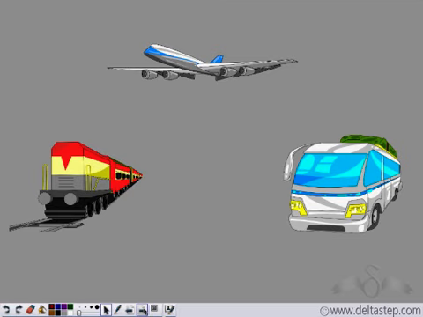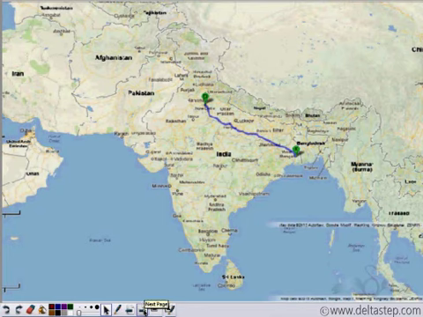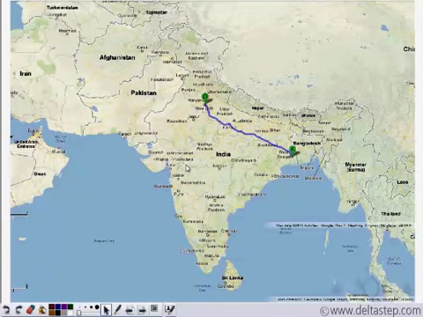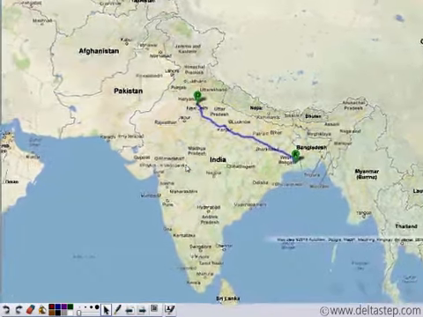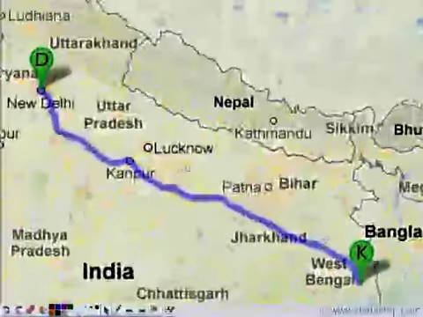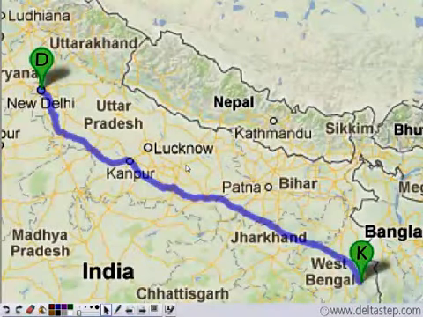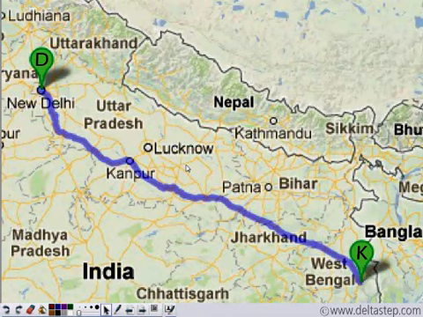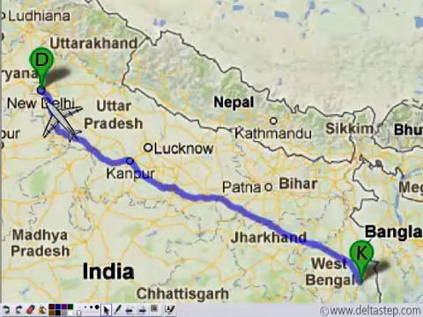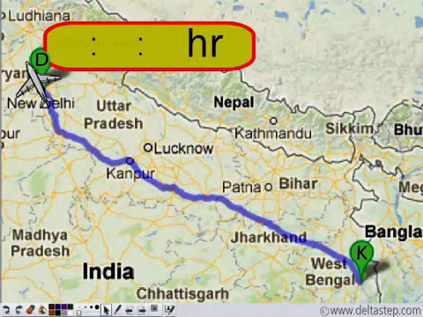And how do they decide between these three options? That is, what is the difference between these three options? Let's see. In going from Kolkata to New Delhi, that is from K to D, the plane takes 2 hours.